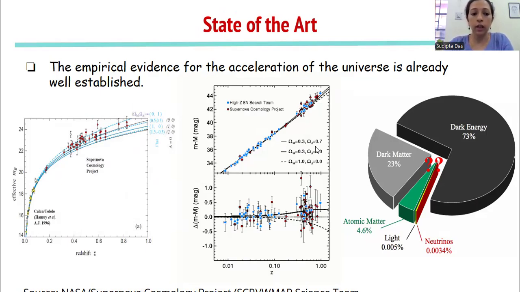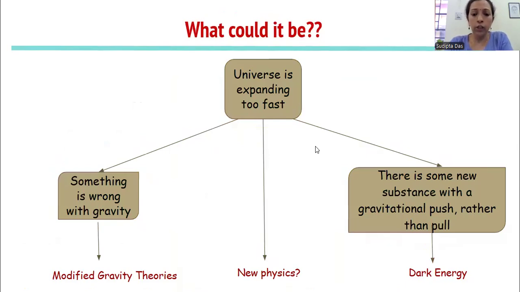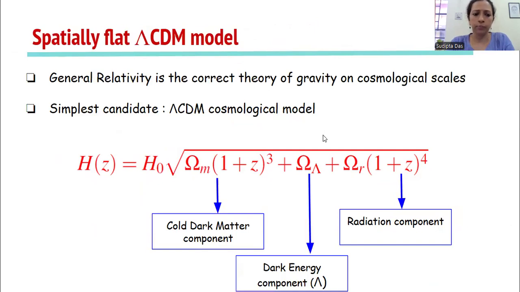So if the universe is accelerating, obviously one would like to know what is the reason behind this. There are mainly two avenues along which people search for the reason behind this observed accelerated expansion. One is to modify the theory of gravity, and the other is to consider that there is some new substance which provides gravitational push rather than gravitational pull and drives this accelerated expansion of the universe. A large number of models have been proposed as candidates for this dark energy.